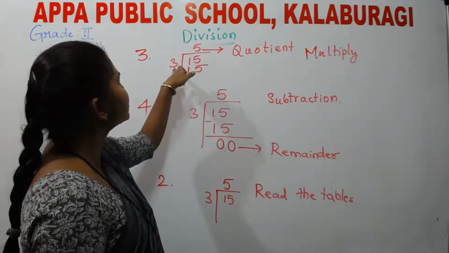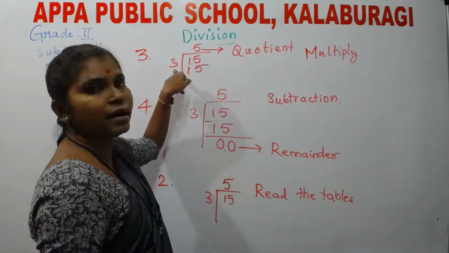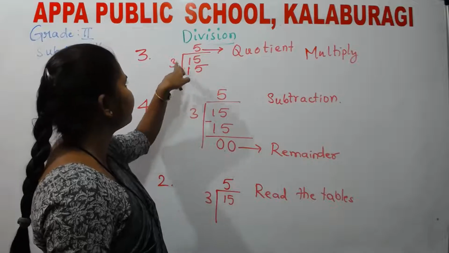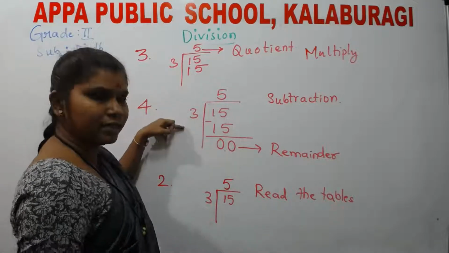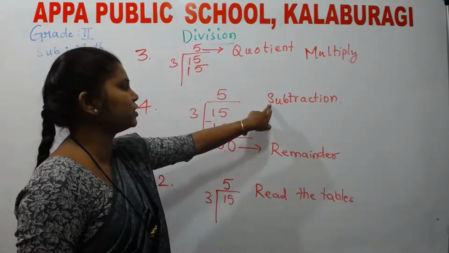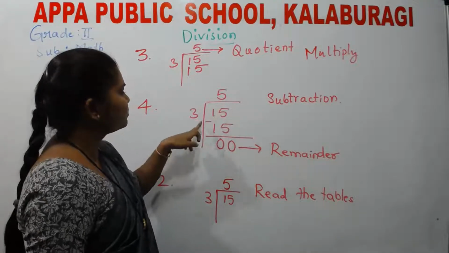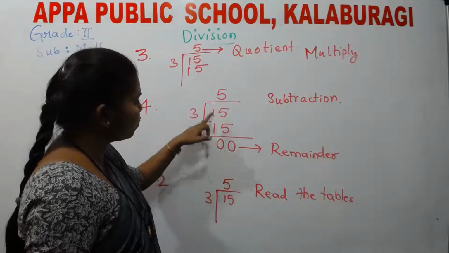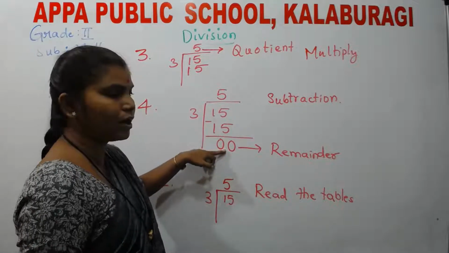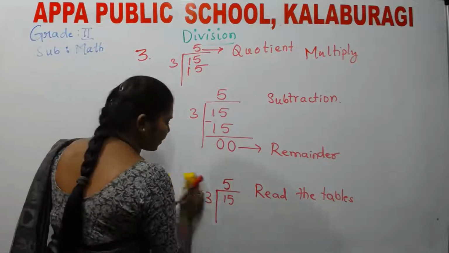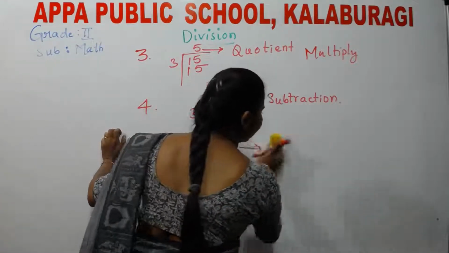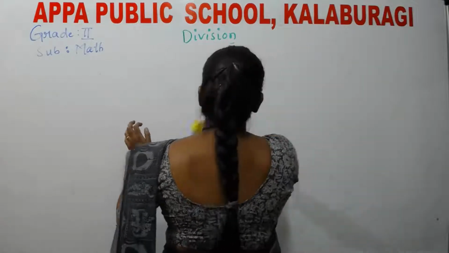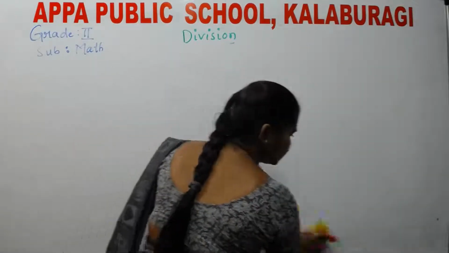After this reading, I multiply the divisor and the quotient to get 15. 3 5s are 15. After this step, we follow subtraction. 5 minus 5 is 0. 1 minus 1 is 0. This is called your remainder. Okay. I hope all the 4 steps are clear. We'll consider one more example.